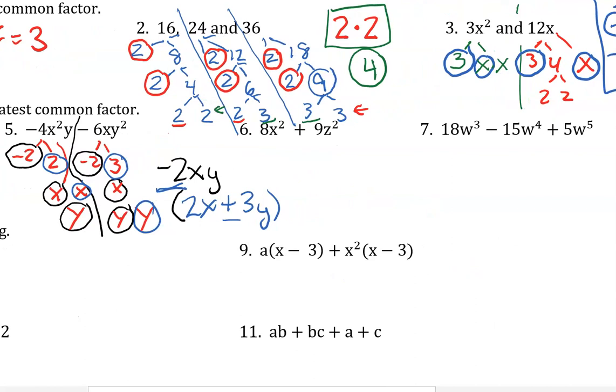For number 6, 8 is even. It's divisible by 2. 9 is not. Therefore, if I factor this out, I'd have 2 times 4. 4 is 2 times 2. I have x's in the first expression, z's in the second term of the expression. So there is nothing that I can factor out of problem number 6. So I just leave it as is.